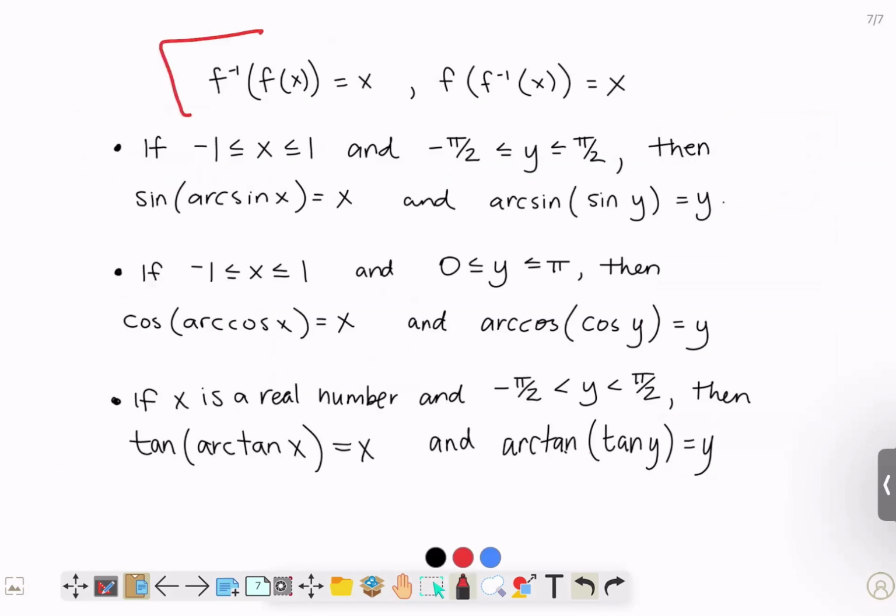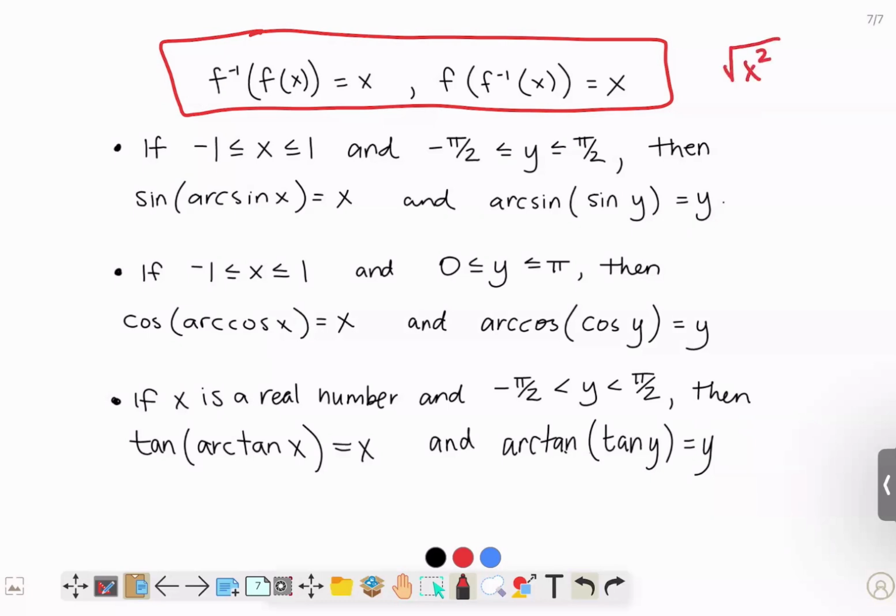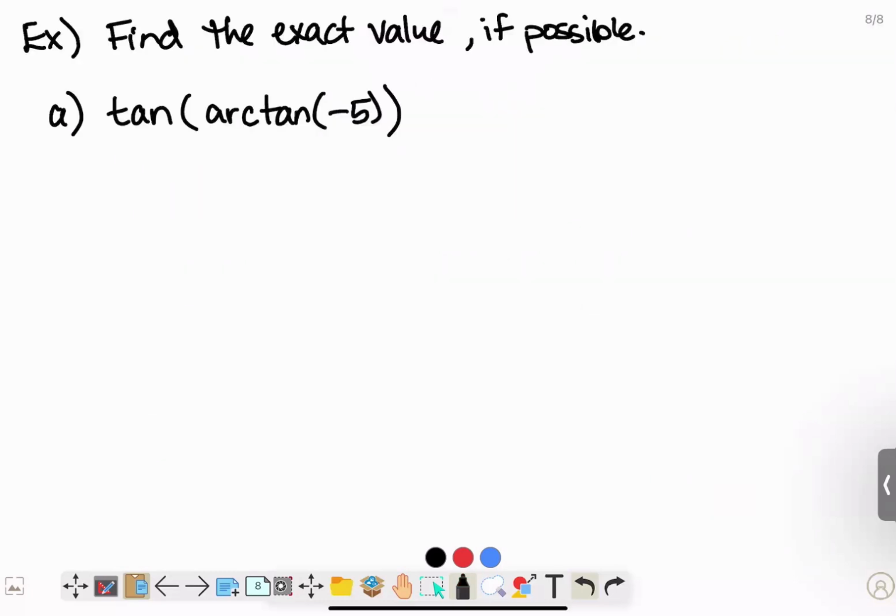So a couple of notes here. Here I have just the general rule about inverse functions. If I plug a function into its inverse, then I just get x. They cancel each other, they undo each other, I just get x. And that's true both ways. So this is like if you took the square root of x squared, you just get x. If you take the square root of x and you square it, you just get x. They undo each other because they're inverses.